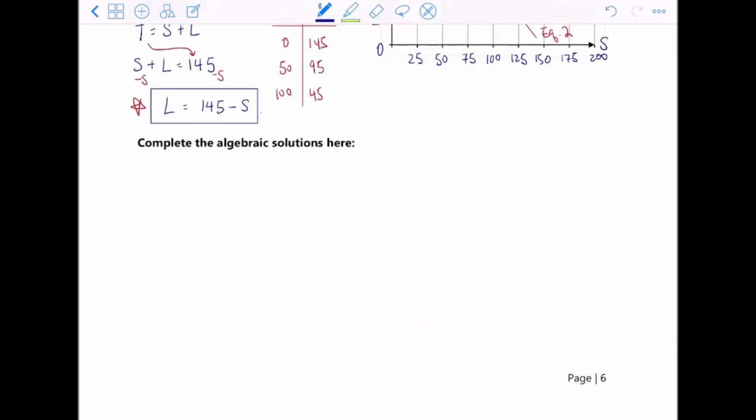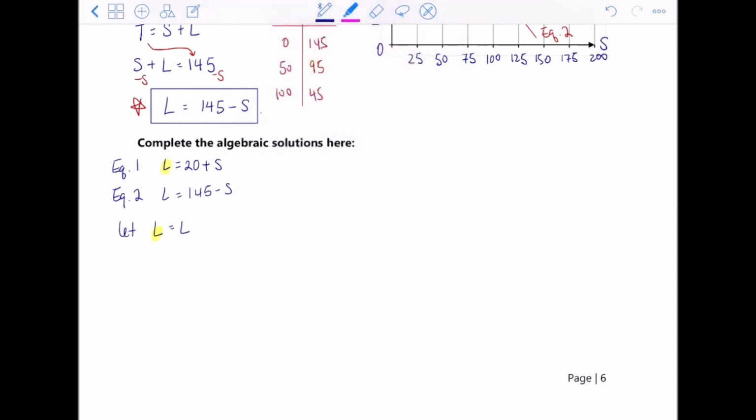So let's try completing the algebraic solutions here. So we first write down the two equations we set up. So first equation's L equals 20 plus S, and equation 2 is L equals 145 minus S. Okay, so how to solve it algebraically? You let L equal to L. And each L is referring to a different equation.